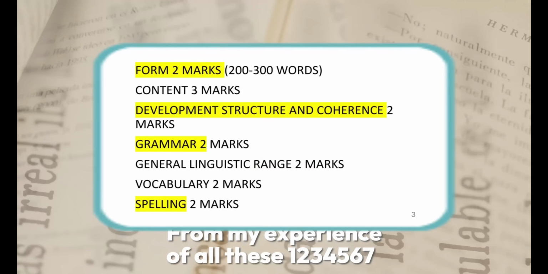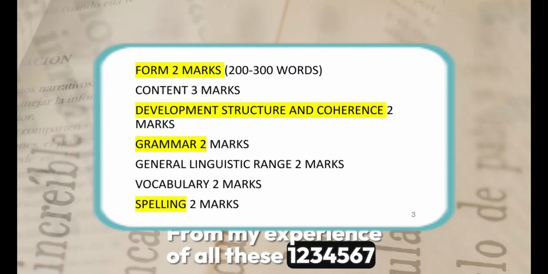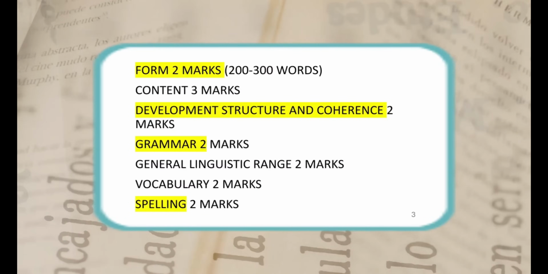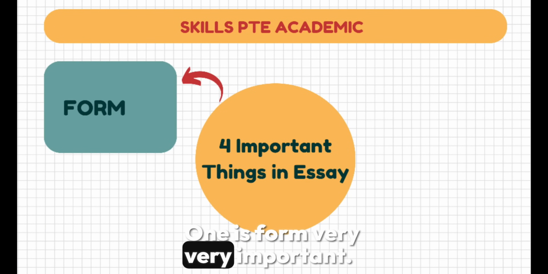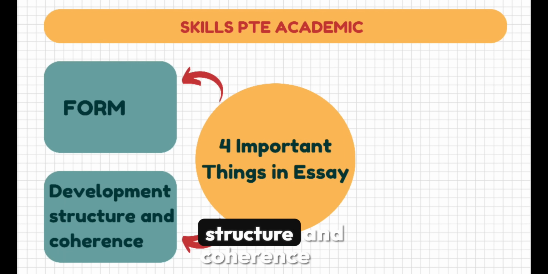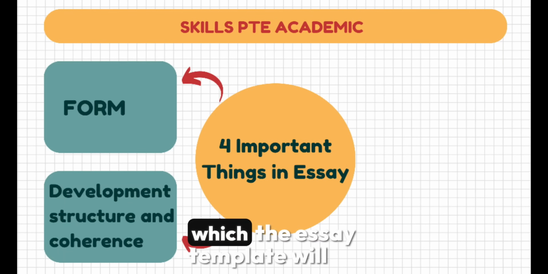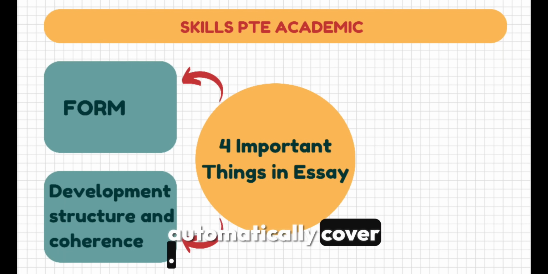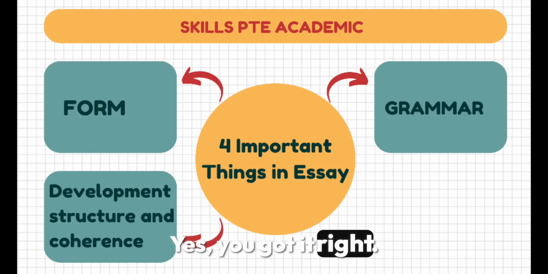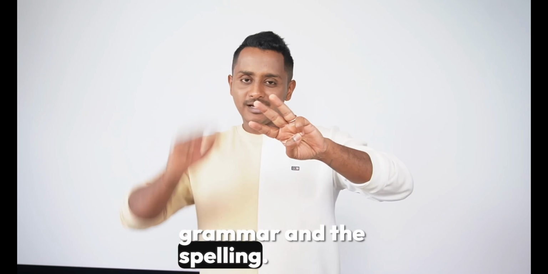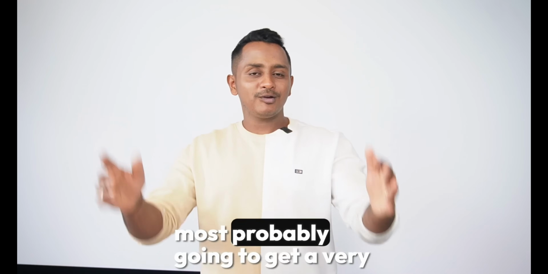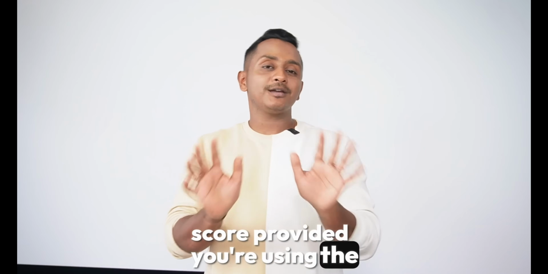From my experience, of all these 1, 2, 3, 4, 5, 6, 7 things, the important thing is just 4 things. One is form, very, very important. Second is development, structure and coherence, important, which the essay template will automatically cover. Grammar, yes, you gotta write, and then the spelling. Meaning form, grammar and the spelling. If you're perfect, most probably you're gonna get a very good score, provided you're using a right template.